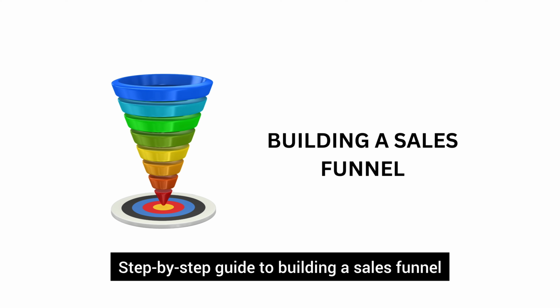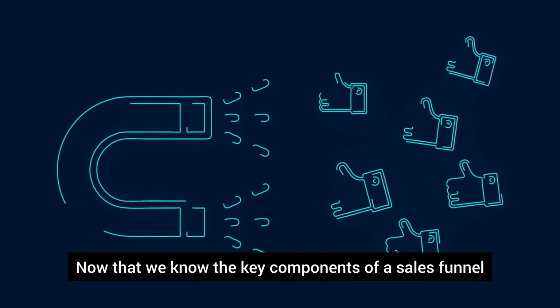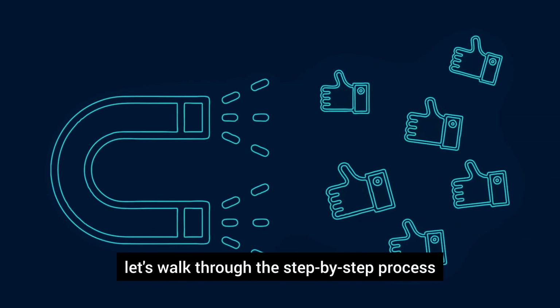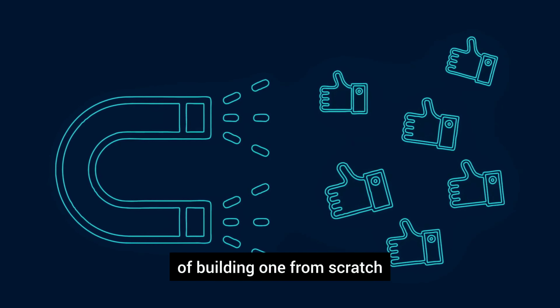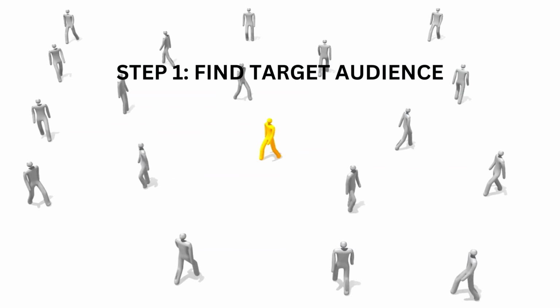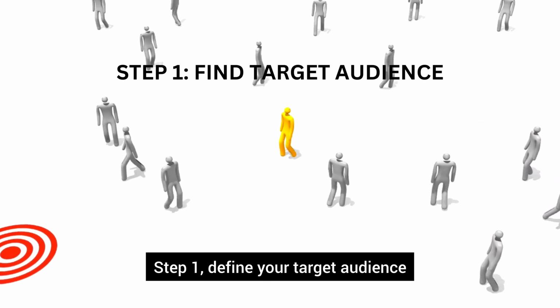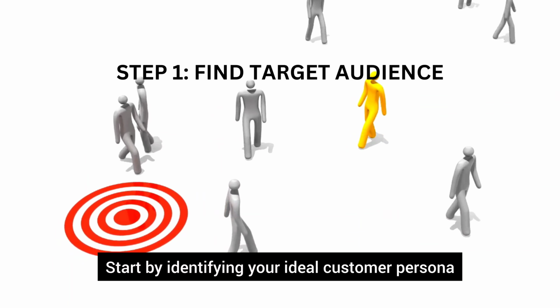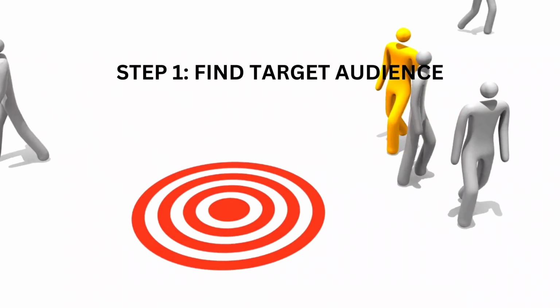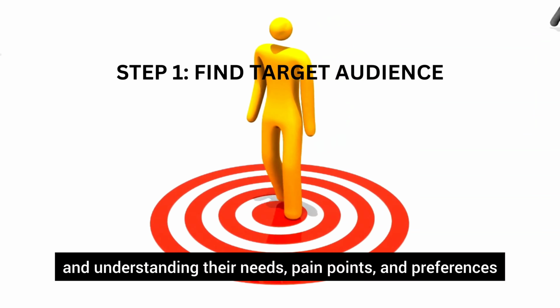Step-by-step guide to building a sales funnel. Now that we know the key components of a sales funnel, let's walk through the step-by-step process of building one from scratch. Step 1. Define your target audience. Start by identifying your ideal customer persona and understanding their needs, pain points, and preferences.